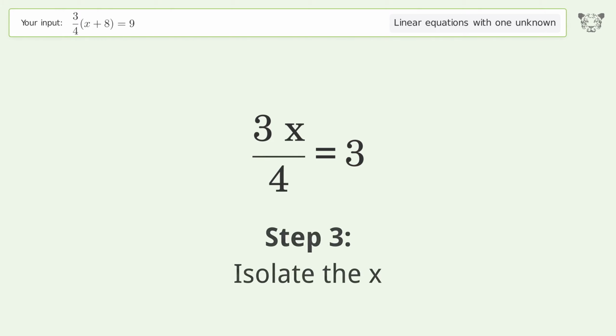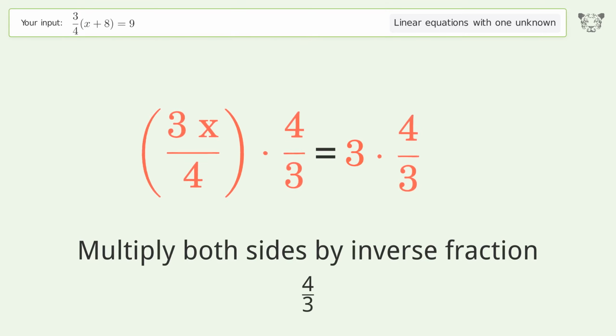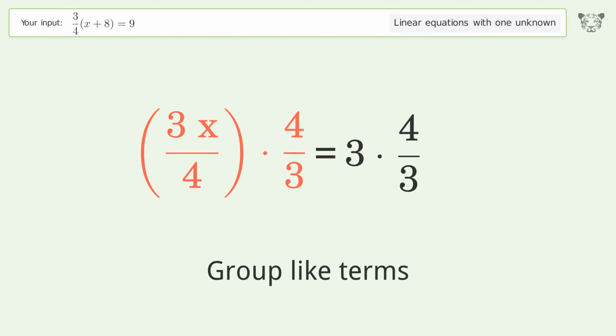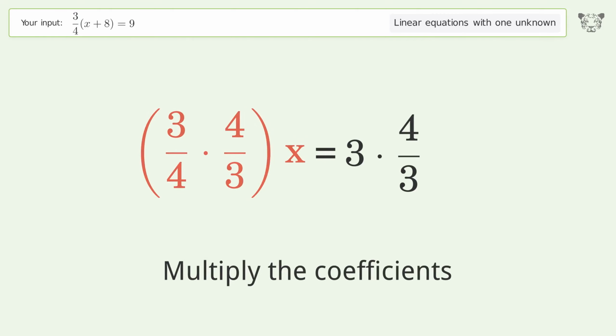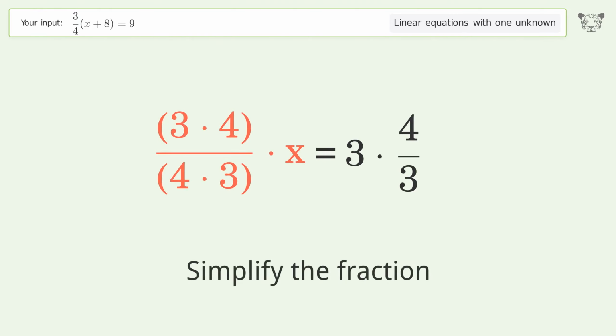Isolate the x. Multiply both sides by inverse fraction 4/3. Group like terms. Multiply the coefficients. Simplify the fraction.